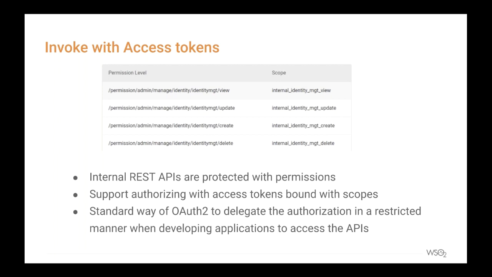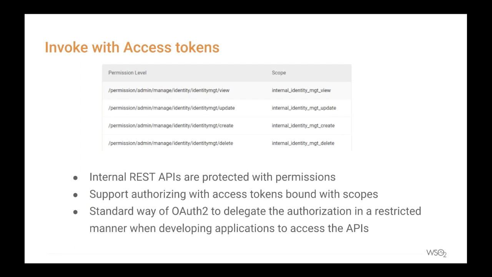WSO2 Identity Server now supports scope-based API authorization for internal REST APIs. When obtaining a token to consume the API, you can define the scope corresponding to the permission required to consume the API. The given table shows how the permissions are mapped with defined scopes. For the complete version of this table, please do check out our documentation.